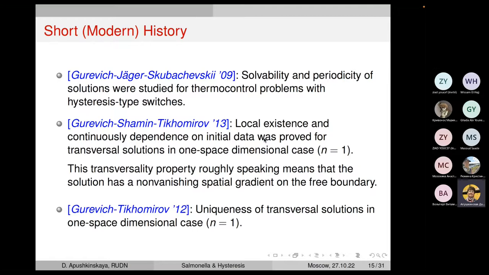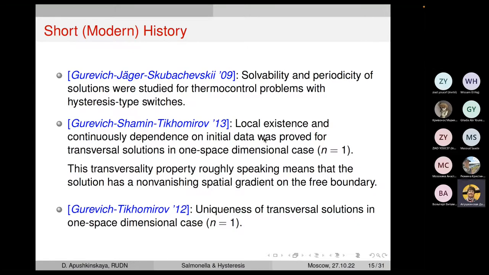And exactly in our formulation, there were several publications. Here I consider the most essential one, Gurevich, Shamin, Tikhomirov, and Gurevich. So what did they prove? They proved local existence and continuous dependence on initial data for the one space dimensional case. And in the second paper, uniqueness was proved. A small detail: they assumed that the solution has a transversality property.